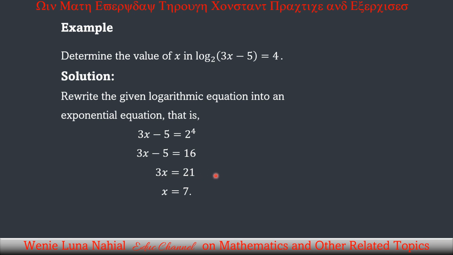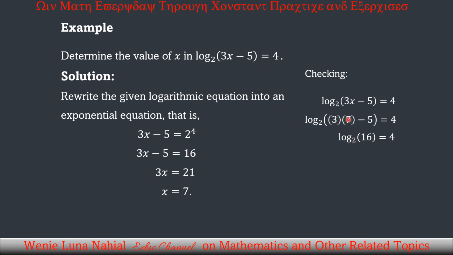Then, divide both sides by 3 by the division property of equality. When you divide the left by a number, divide also the right side of the equation by the same number. So, dividing both sides by 3, we get x equals 7. So, in this logarithmic equation, our x is equal to 7.